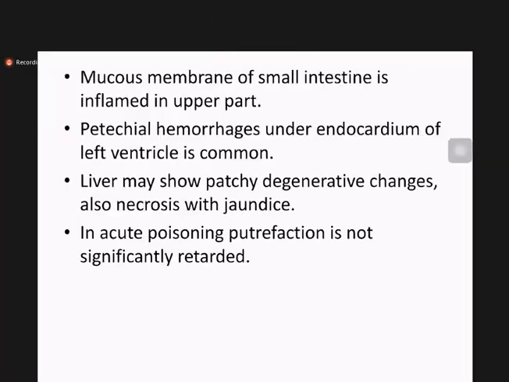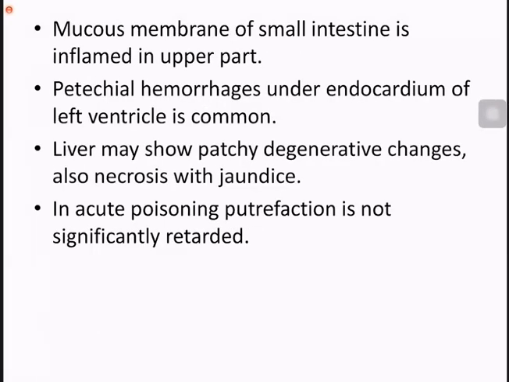Then the mucous membrane of the small intestine would obviously be inflamed. Petechial hemorrhages would be within the heart as well. The liver will show degenerative changes, and in acute poisoning, putrefaction is significantly retarded. Now, arsenic is actually retarding decomposition of the body. It is used, I'm sorry, I cannot get that word, to save organs. Basically, we don't use it actually, but we can use it to make the specimens last longer, okay, because it's going to retard putrefaction, or it's going to stop the process of decomposition.